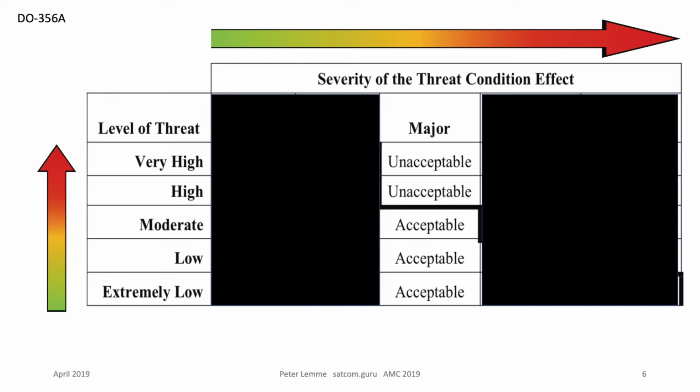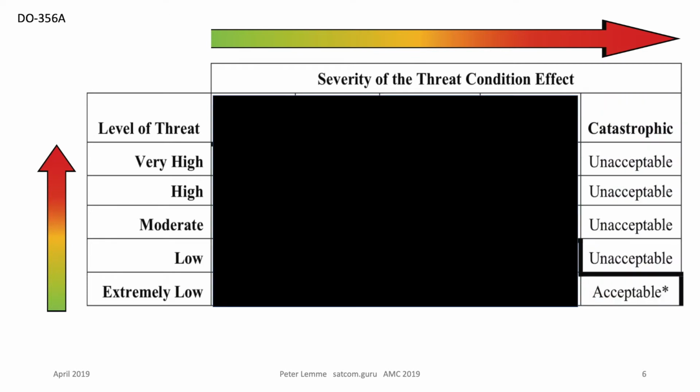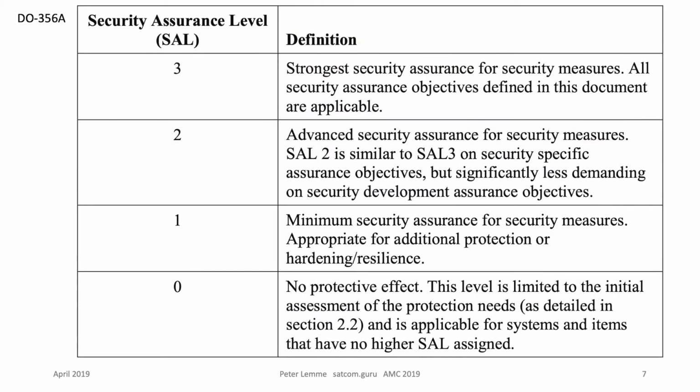So in this case, a very high or high likelihood of those threats is not allowed for something that would have a major failure. Similarly, as you move up to hazardous, again, you're not notching it down, and all the way down to catastrophic. And generally, catastrophic requires a combination of threats, so it's not one single threat that can get you there.